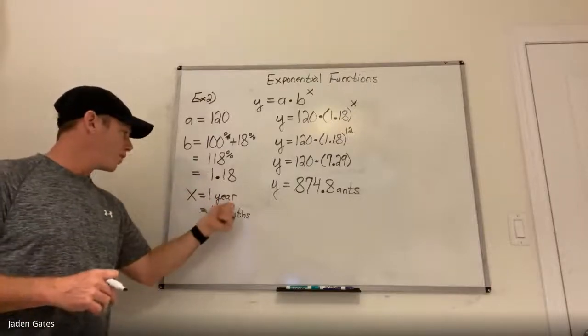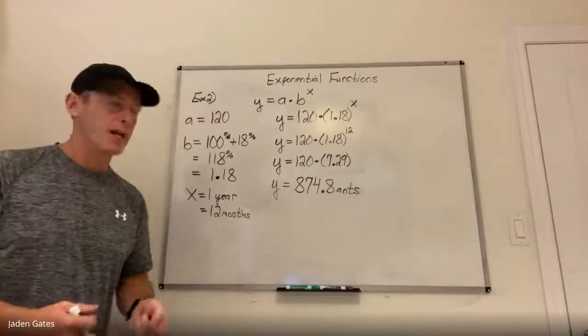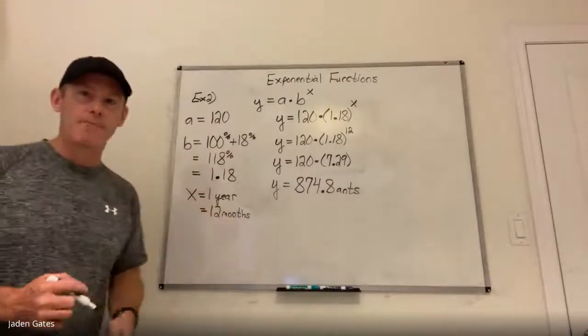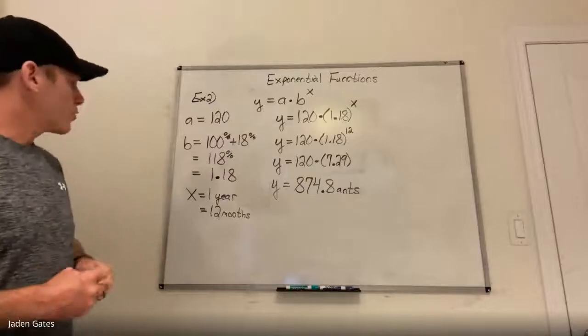All right, so again, with that one, we have an exponential growth going on because it's increasing. But again, we've got to watch our x value that we're substituting in, because if the rate is per month, then we need to have our x value in months. All right, let's try another one of those.